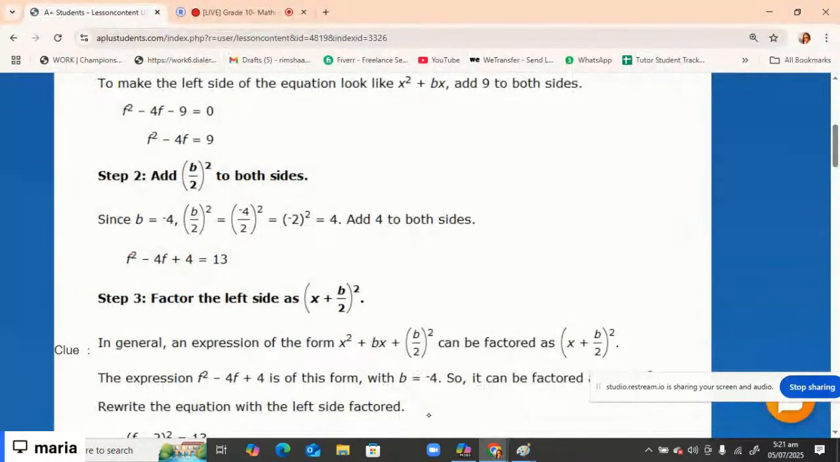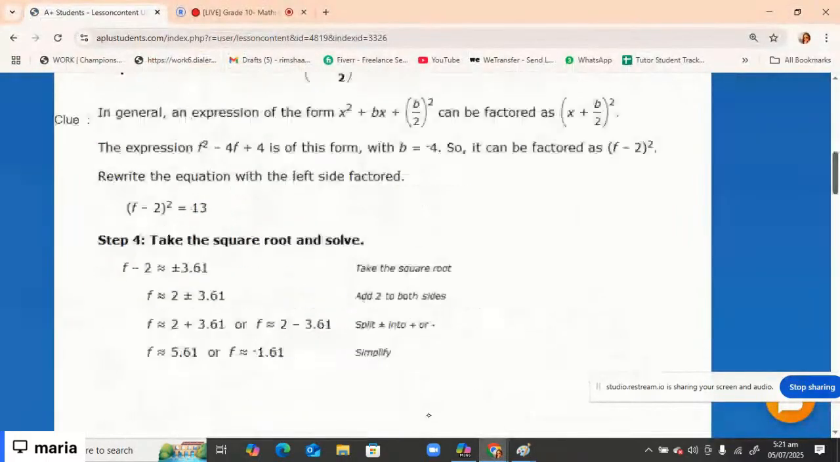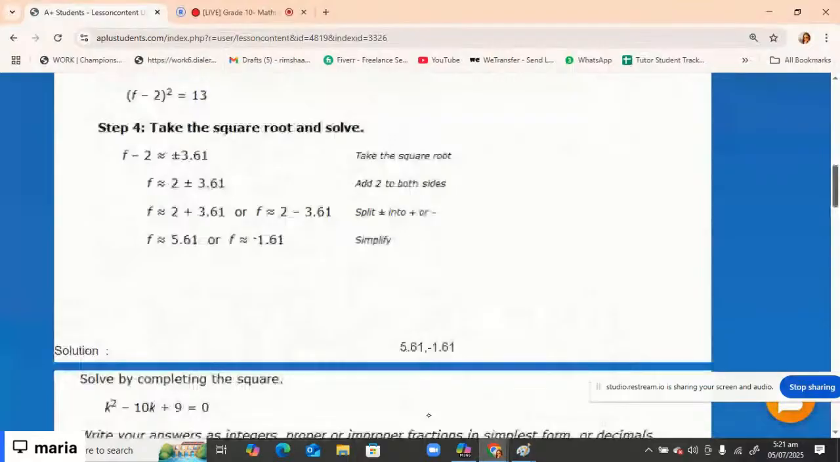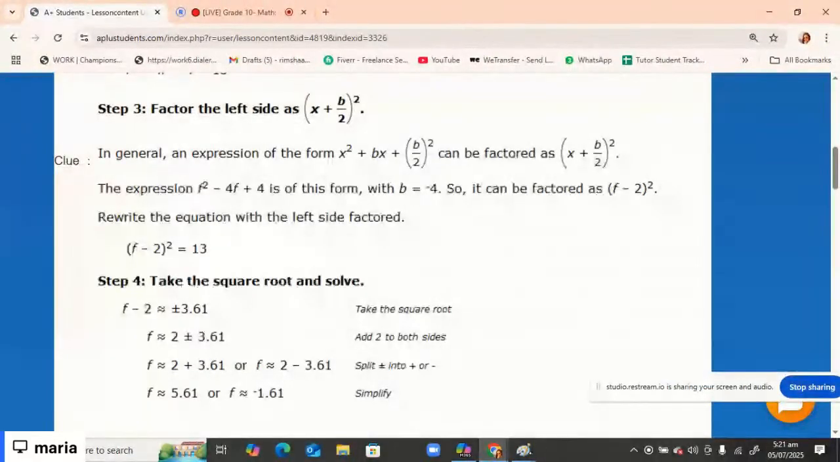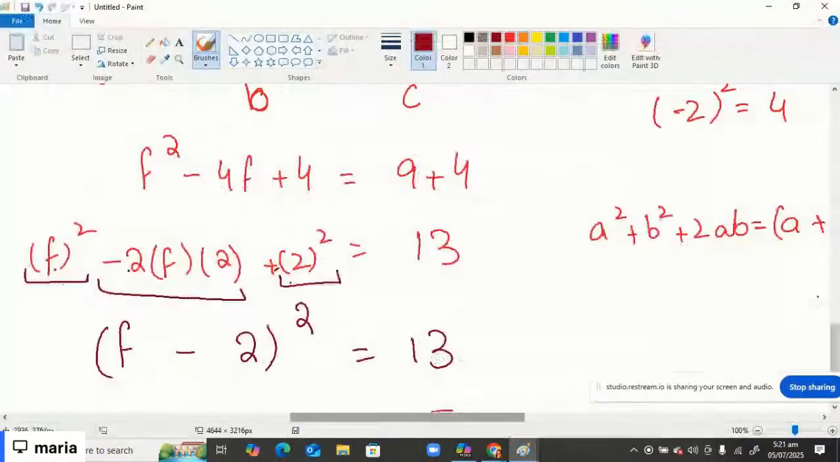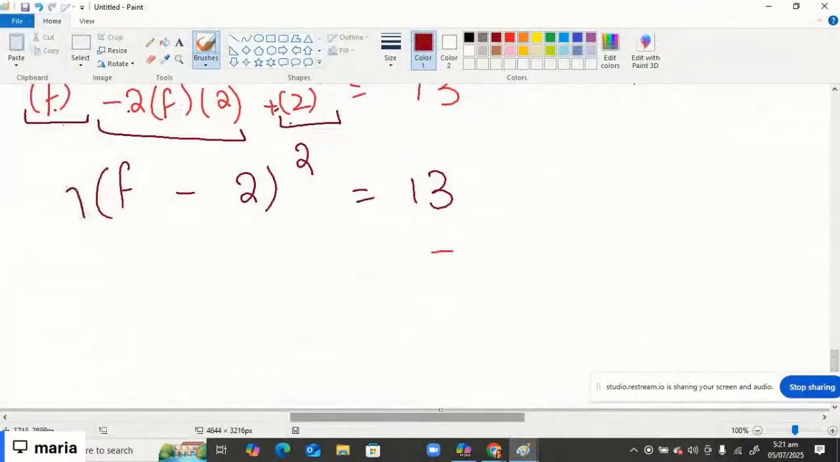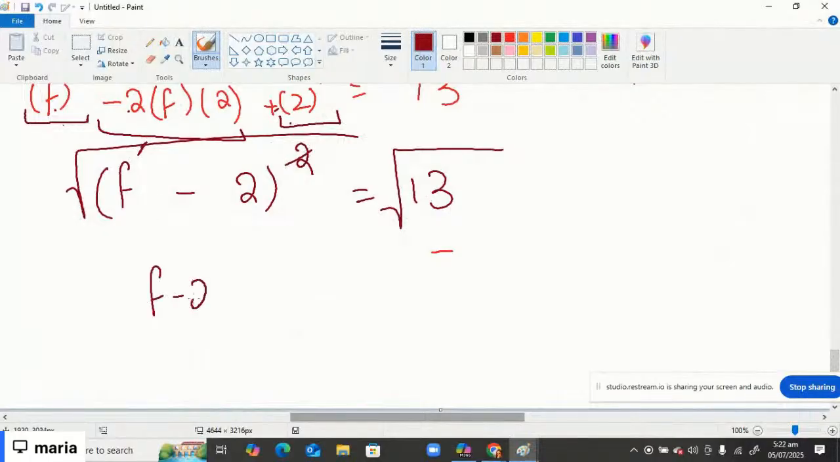This is the way that basically we solve it. Now just taking the square root on both sides and then just solve it. Now I'm going to take the square root of this and square root of this. This square should be cancelled with that square root. Here it becomes only f minus 2 is equal to square root 13.